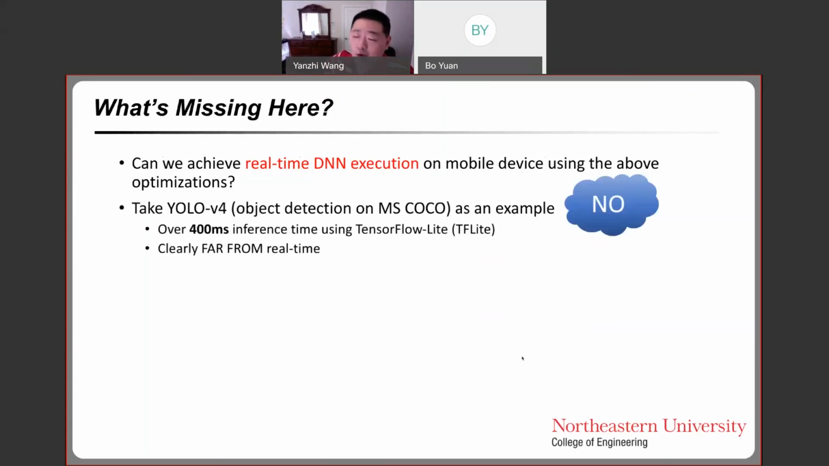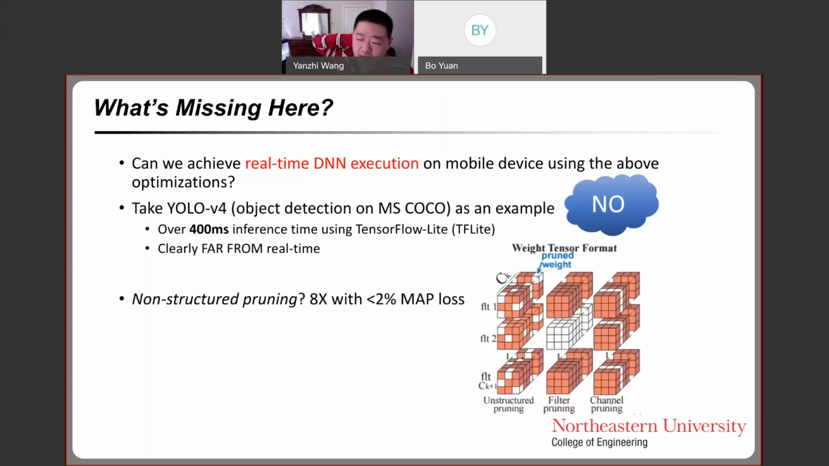If we take one specific example, like YOLO V4, which is an object detection model and a state-of-the-art technique, then using TensorFlow Lite on a mobile phone takes 400 milliseconds. This is clearly far from real time. Then what about pruning? Because quantization is very weakly supported.